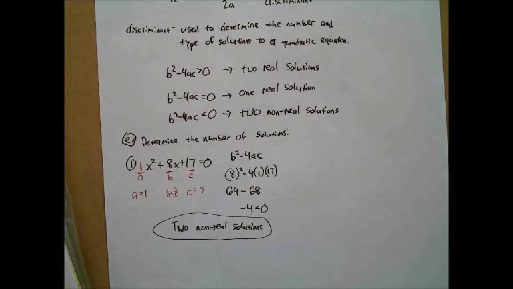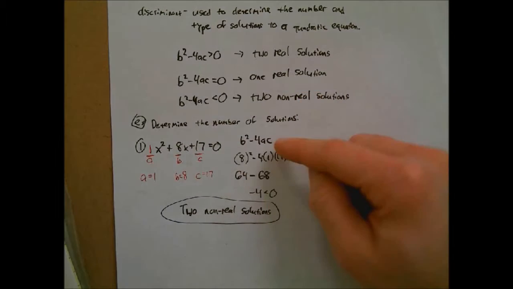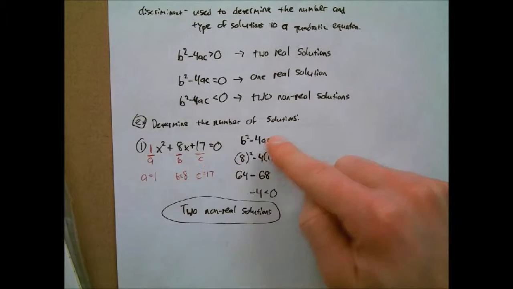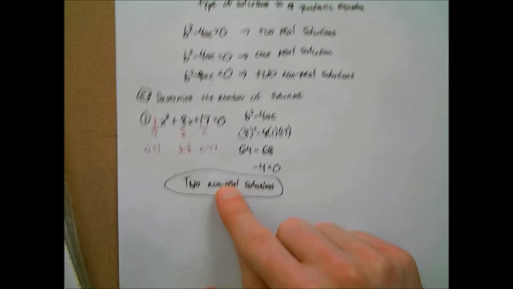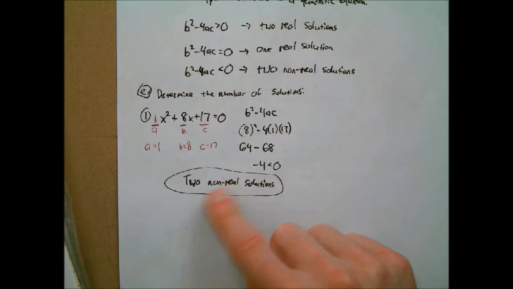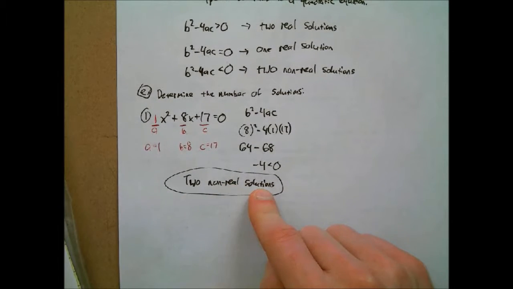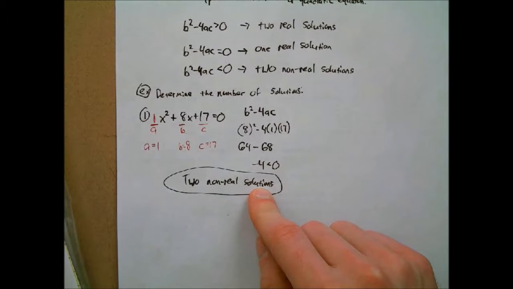2 non-real solutions. Now, again, that was pretty quick, right? All we had to do was identify the numbers, plug them in, and see if it was greater than 0, equal to 0, or less than 0. But you can see we also sacrificed something, right? Yes, we were able to come up with an answer, but we don't know the exact answers. We just know how many there are, 2 non-real, right?